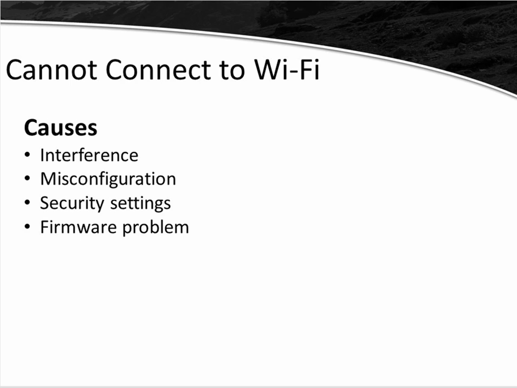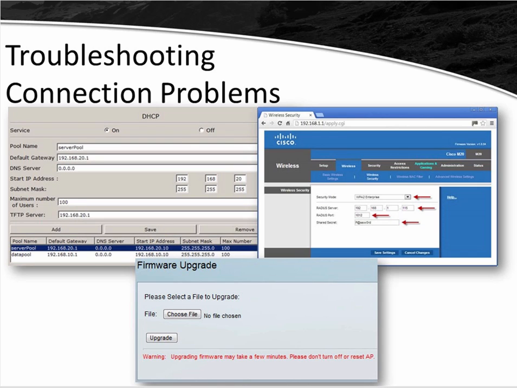Now, cannot connect to Wi-Fi then. The causes we talked about last month: interference, misconfiguration, security settings, or maybe a firmware problem. So let's talk a little bit about these. To troubleshoot your connection problems, take a look at the DHCP server to see if the pool is exhausted. So sometimes it's a simple factor of the client cannot get a DHCP configuration set.